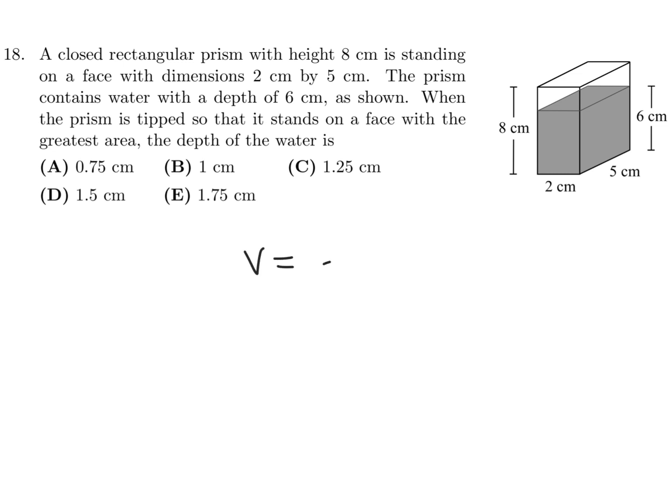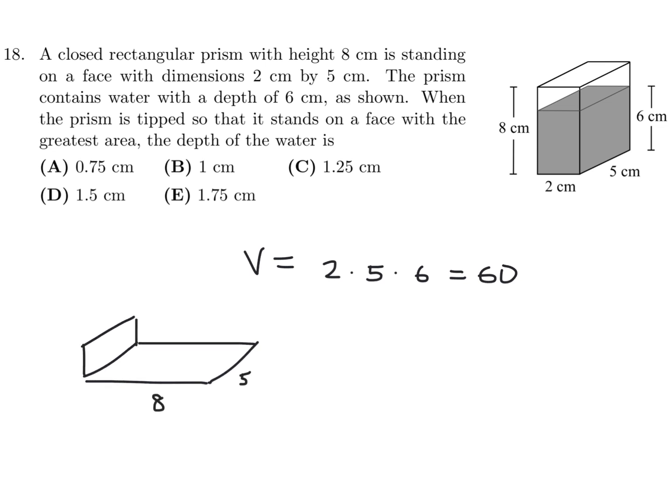It looks to me like 2 times 5 times 6, and that is 60. Then what they're saying is that they're going to put it on the side like that, so that the base is the side with the greatest area, and that's the 8 by 5. Yeah, the 8 by 5, like that. And then they're saying figure out the depth of the water. So I don't know what the depth of the water is, but it's going to be up to that level.